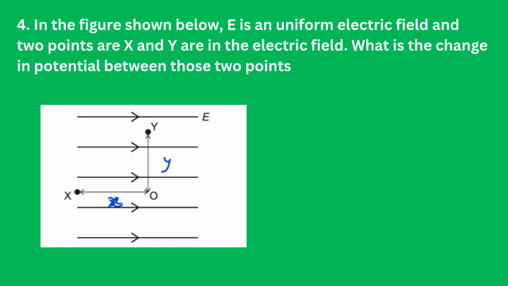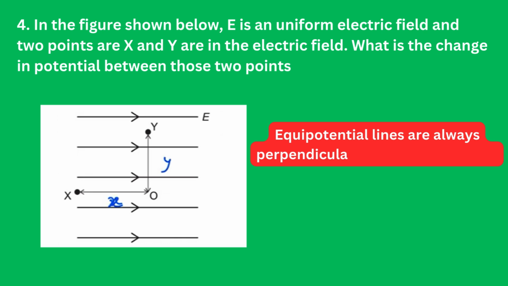This time, we're in a uniform electric field, and we have 2 points X and Y that are within that field. What we need to figure out is the change in electric potential between those 2 points. So imagine those points in your mind, and remember what you know about electric field lines and equipotential lines. What's the relationship between them?